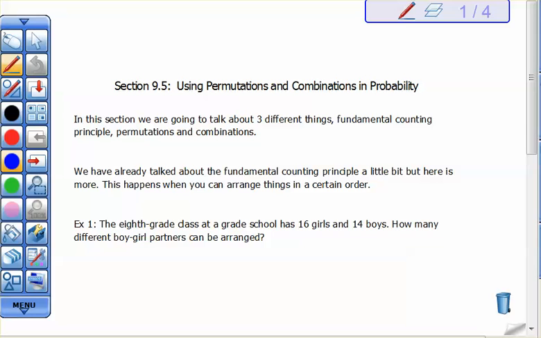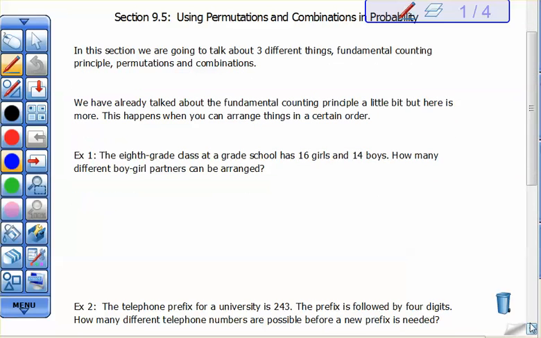But we're going to focus in on just the arrangement of items using that fundamental counting principle to begin with. So let me show you how this works. This is not bad at all. Okay, the eighth grade class at a grade school has 16 girls and 14 boys. How many different boy-girl partners can be arranged? Okay, so I want to have boy and then girl partners.